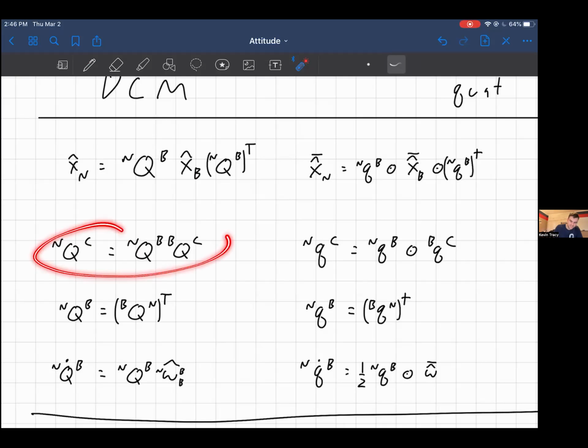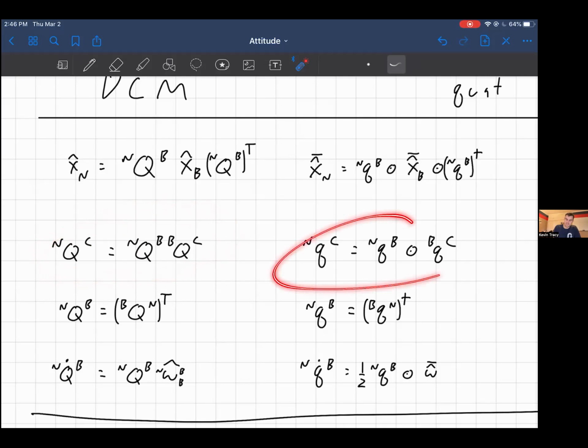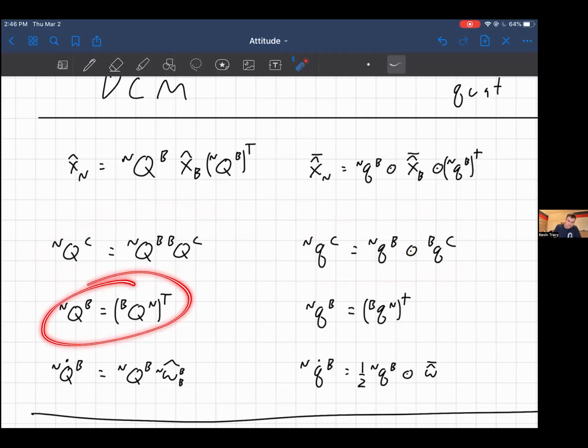The next thing is how we chain up these rotations. So we just write things down like this. This is just normal matrix multiplication. And we can do the same thing in quaternions, but this is now quaternion multiplication. And then the transpose is just me doing my quaternion conjugate.